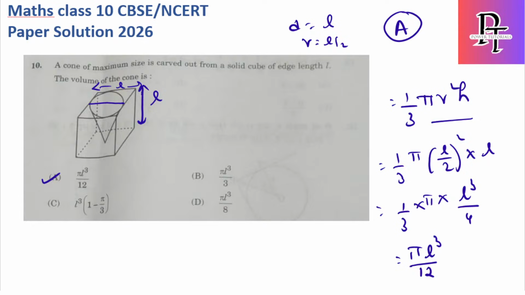Okay, let's see next question. So I hope you understood this question. Here they are saying the maximum size, so definitely the cone base diameter should be the exact side of the face of the cube, which is nothing but L. So diameter is L, so radius is L by 2. What about height? Height is from this cone to the other side, which is nothing but the side of the cube, which is L. So in this 1 by 3 pi r square h question, just apply r and h values, you'll get the final answer.